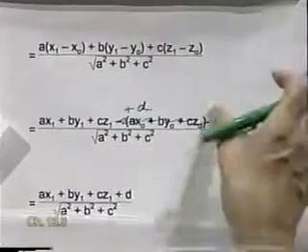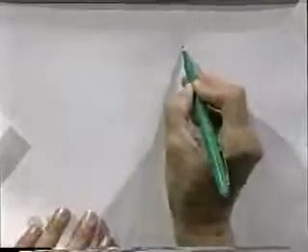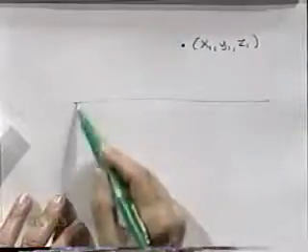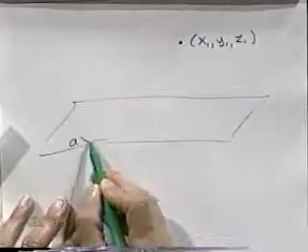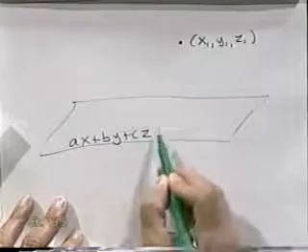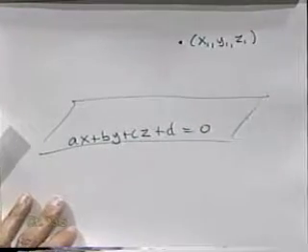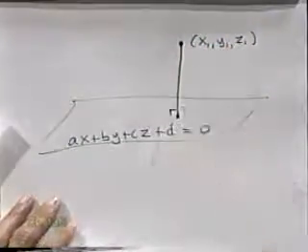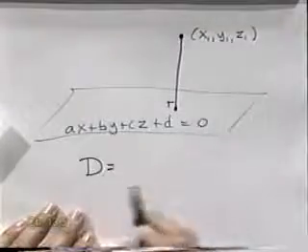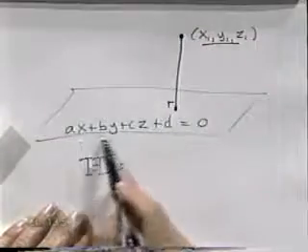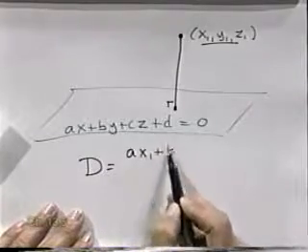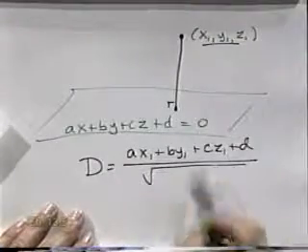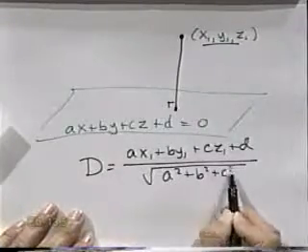So the grand finale is the following. If you have a point x1, y1, z1 floating above a plane, and the equation for the plane is ax plus by plus cz plus d is equal to 0, and you want to compute the perpendicular distance from that point down to that plane, that distance we have just derived is you take x1, y1, z1 and plug it into the equation, and then just divide by the length of the perpendicular vector.